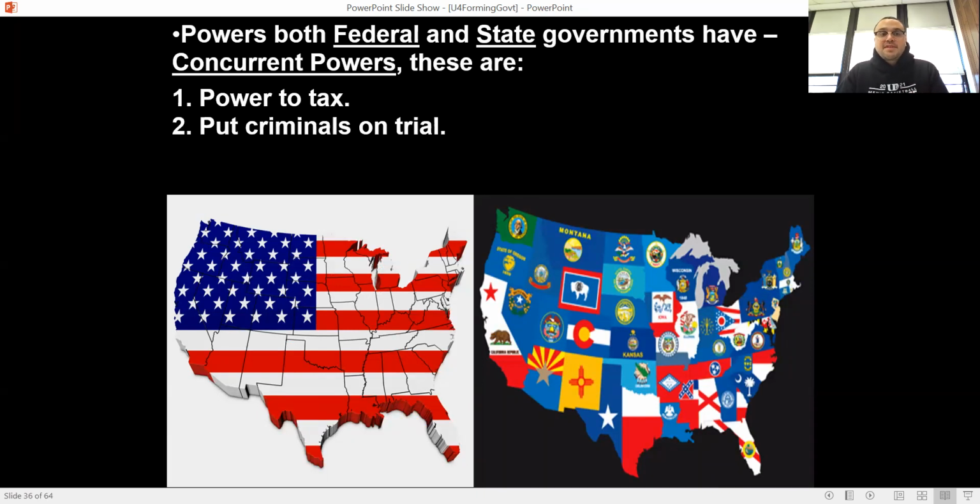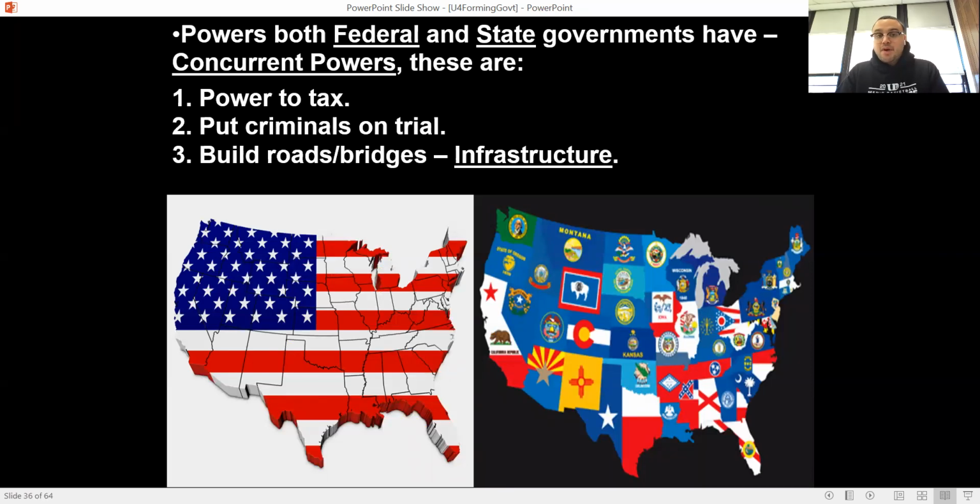The item number 2 is that we have the ability to put criminals on trial. There's going to be laws set by the federal level, and then there's also going to be laws set at the individual state levels. And depending on what type of crime they committed, they can be held at state levels, or it could be seen as a federal court case, and that can go to the federal level. So we have the ability to set rules and laws and to carry out those individuals that have broken a certain law. The third is that we're going to build roads and bridges, right?